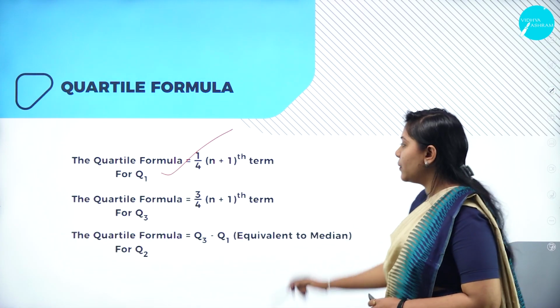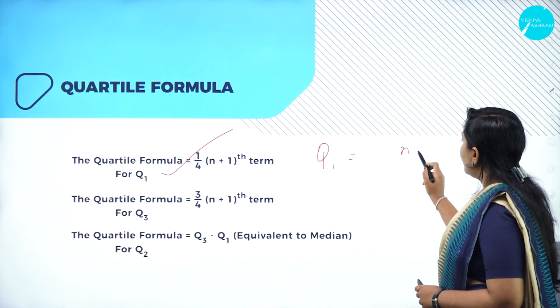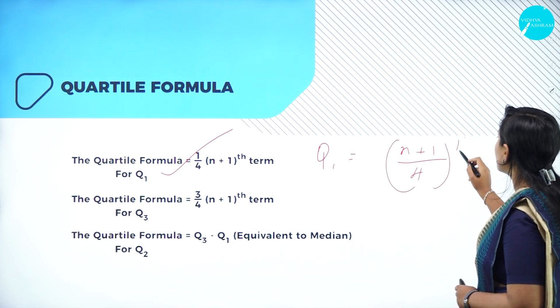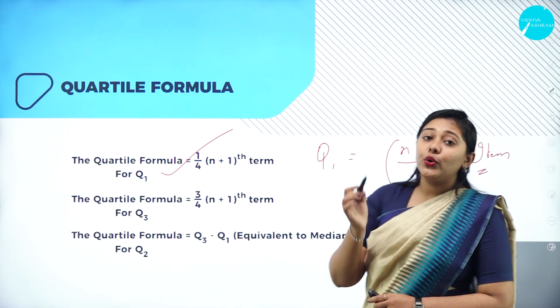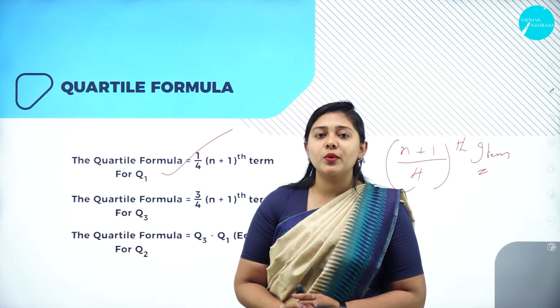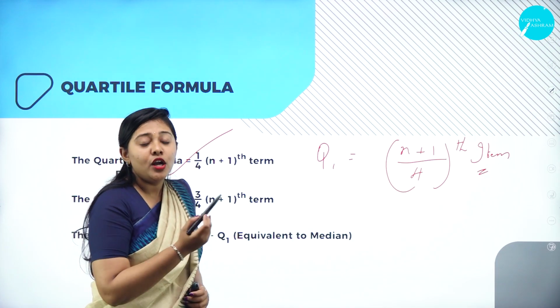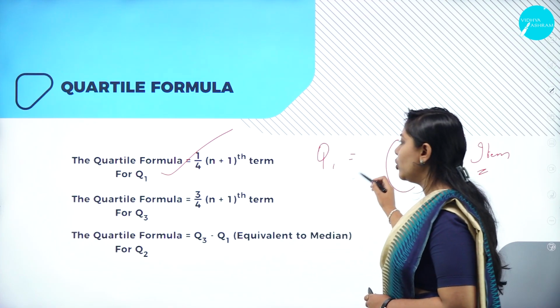What will the Q1 formula be? Q1 formula is (n plus 1) divided by 4th observation or 4th item. So this is the formula of Q1. What is the formula of Q1? Q1 is equal to (n plus 1) divided by 4th observation. So this is the formula of Q1.